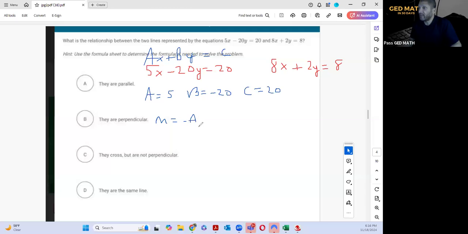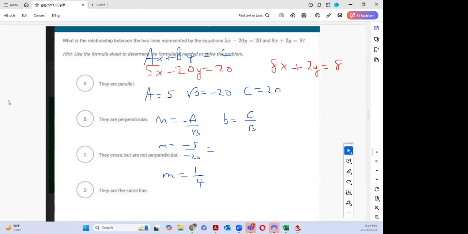Take the opposite of A and put it over B. To find the y-intercept, you put C over B. So the slope will be -5 over -20. You should see two negatives make a positive. So my slope of this first line is 1/4. Does everybody understand that?